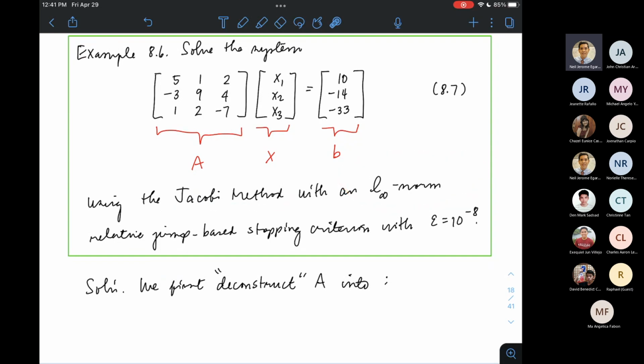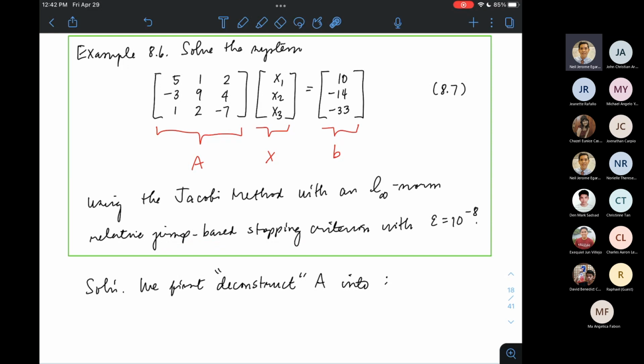Kasi nga, walang in-specify dun sa derivation na norm kasi nga equivalent naman lahat ng norm sa isang finite dimensional vector space. So, ideally, kahit anong norm pa yung gamitin mo, okay lang. Tapos sabi, gumamit tayo ng relative jump-based stopping criterion ng epsilon ay 10 to the minus 8. Okay? So you can carry out the Jacobi method but by first finding out what's the iteration formula.